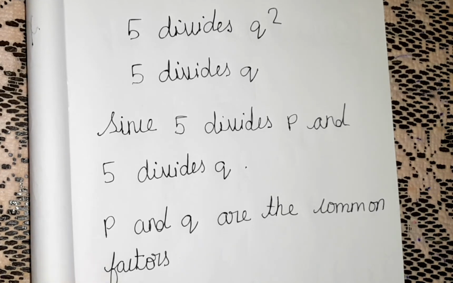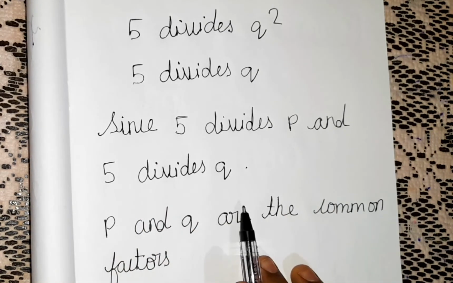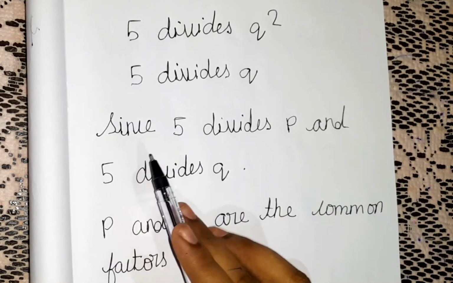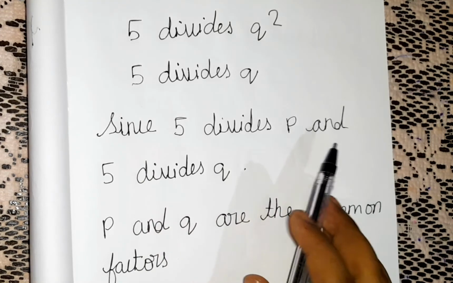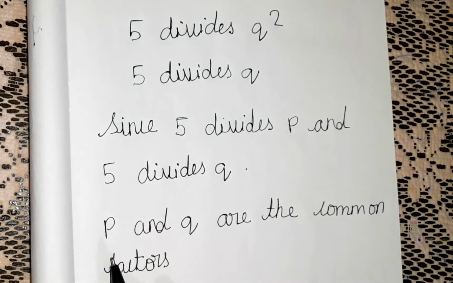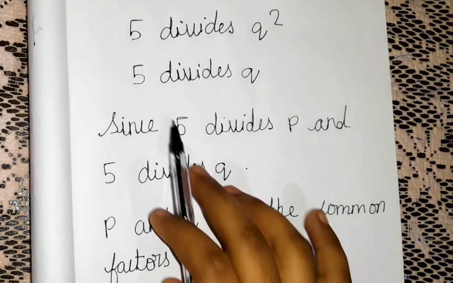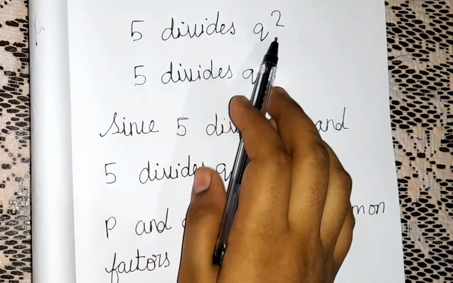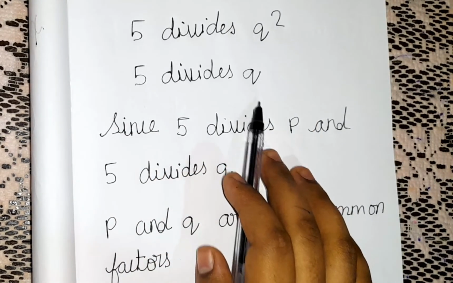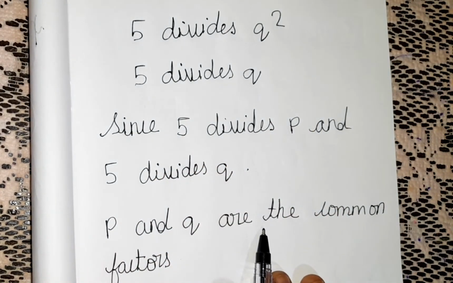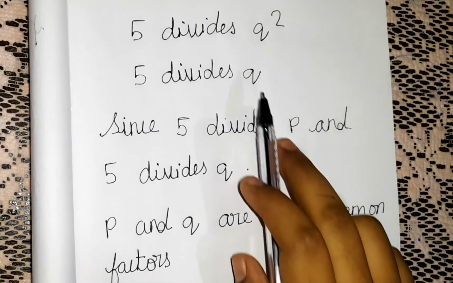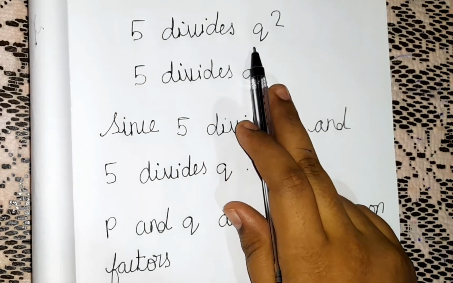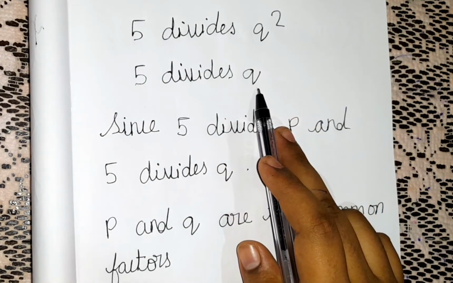That's why I wrote it like this, because we need this answer, right? So since 5 divides p and 5 divides q, p and q are the common factors. So to get this answer, I wrote this also. Make sure that after writing 5 divides q square, you also write this. Why? Because here it is mentioned rational numbers. We are taking it as rational numbers, that's why it has to be q, not q square. First you write q square and then you can write q.